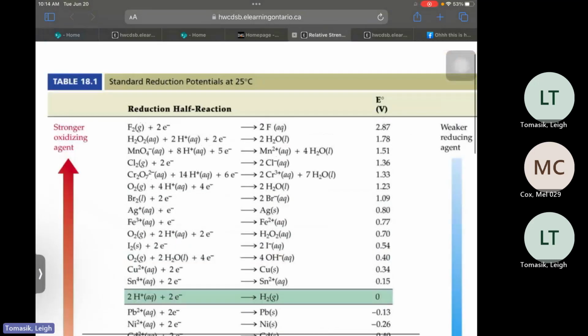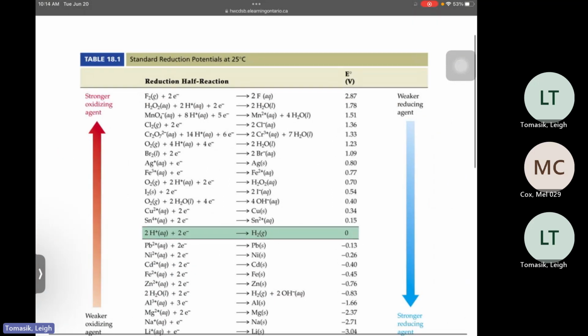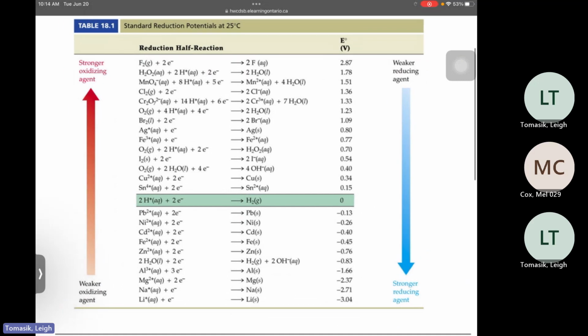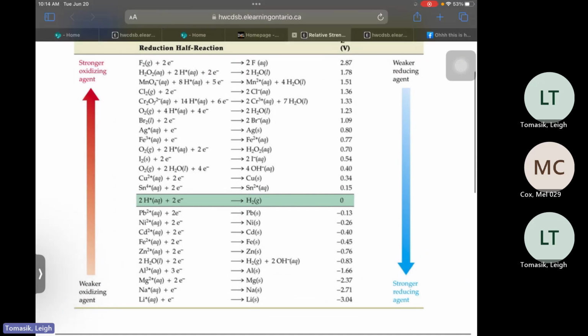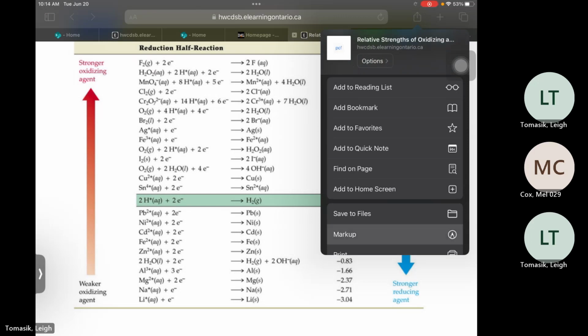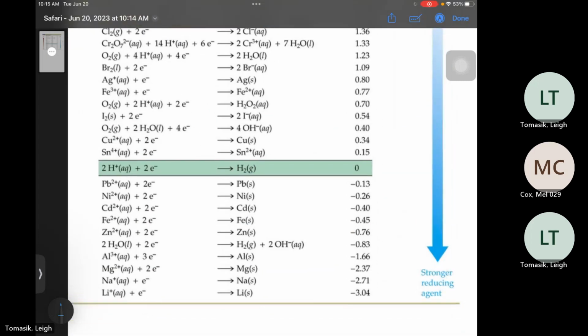So this table is called standard reduction potentials, but we can get a lot of information from this, right? We can figure out which one is going to be the stronger reducing agent, which is our anode, and we can find out what's going to be the stronger oxidizing agent, which is our cathode. So remember, things that are closer to the bottom end up becoming our anode.